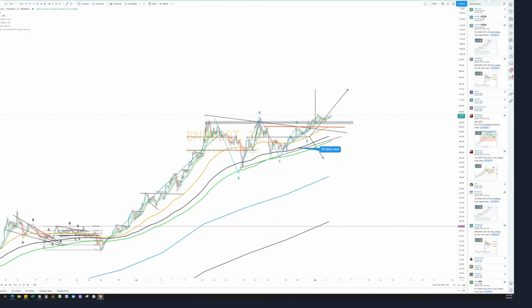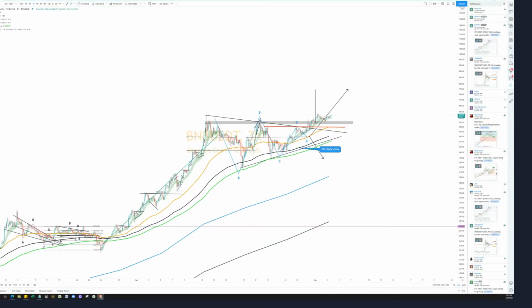If it grinds like this, it's not going to work. If you have price grinding like that, you can see it just doesn't work. What you want to see is price do what it just did under resistance, and then bang, break through it.